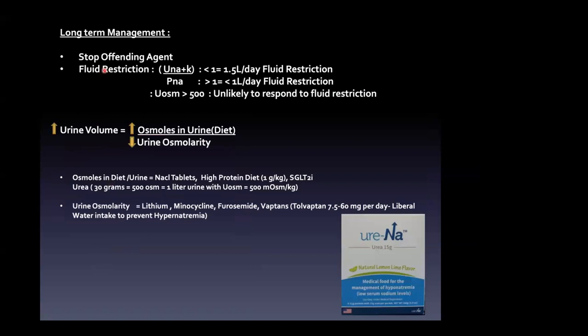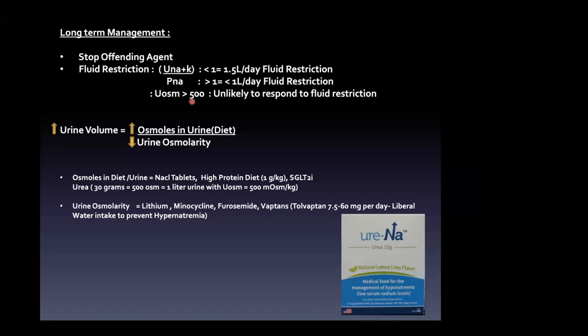Obviously, you stop the offending agent and you bring them to a safe level. A safe level is usually about a 5% increase in the sodium. And then you have to give these patients what I call the chronic treatment. If they have chronic hyponatremia, you have to give them chronic treatment, right? So number one, you can give them fluid restriction. There is a formula. If your urine sodium plus potassium divided by plasma sodium is less than one, then you give them 1.5 liter fluid restriction. If it is more than one, you give them less than 1 liter per day.